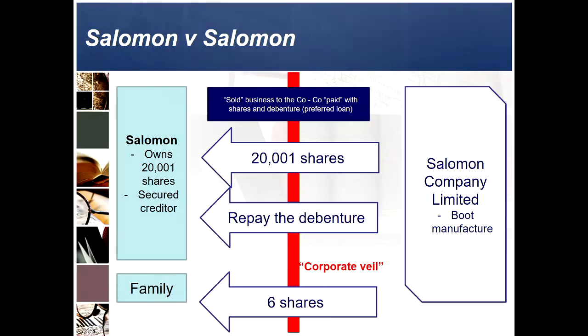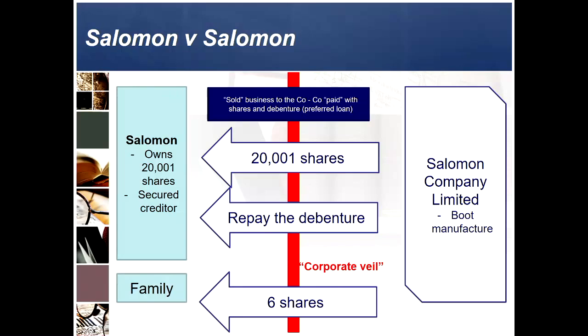And effectively, the court was saying that Mr Salomon was entitled to be paid out first before all of the other creditors. So the court upheld the principle of separate legal entity, that the shareholder is separate from the company, and the principle of limited liability. There's a couple of other points that the court made, which are probably worth just covering off.